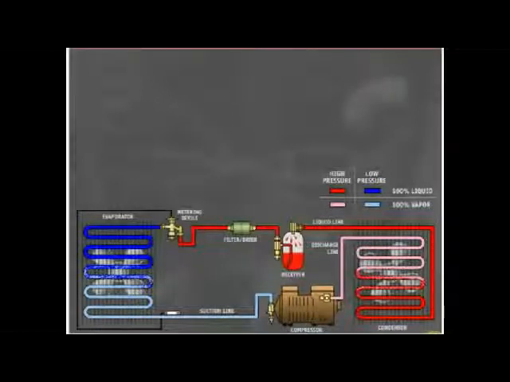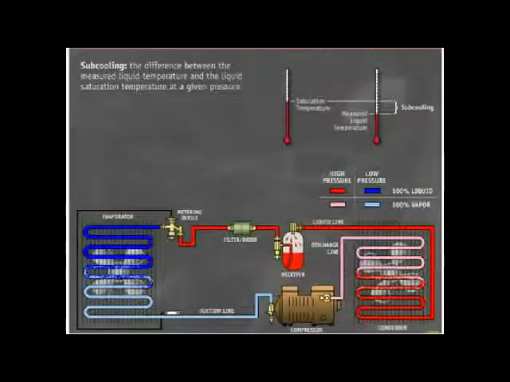Subcooling is defined as the difference between the measured liquid temperature and the liquid saturation temperature at a given pressure. As soon as all of the saturated vapor in the condenser changes to 100% saturated liquid, subcooling will start to occur if further heat is removed. The heat removed is sensible heat, as the refrigerant is changing temperature. The more heat removed, the lower the temperature of the refrigerant and the greater the liquid subcooling.